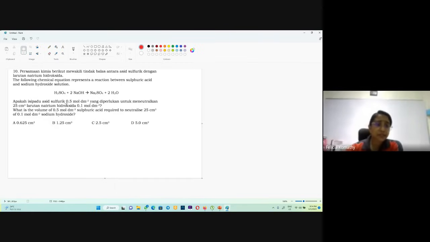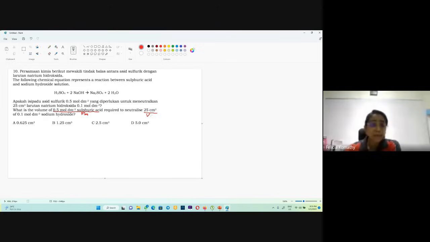So as you can read the question, what is the volume of 0.5 molar sulfuric acid? You can see 0.5 mole per dm cube. Then you should know already this is not volume. This must be M, molarity, sulfuric acid. So this should be Ma. Understand? Required to neutralize 25 cm cube. Can you see cm cube? This must be V. But V for what? 25 cm cube of sodium hydroxide.